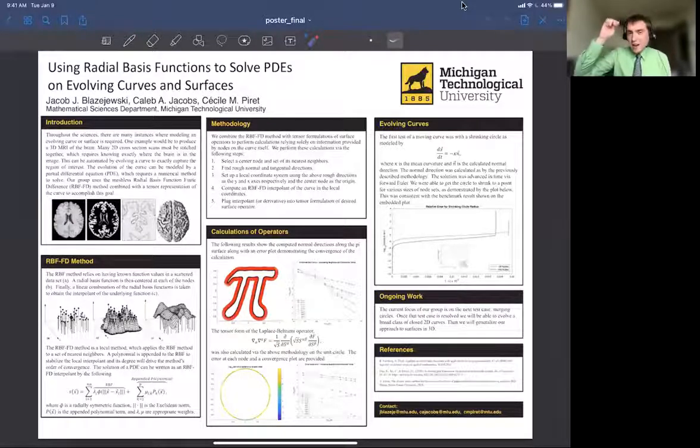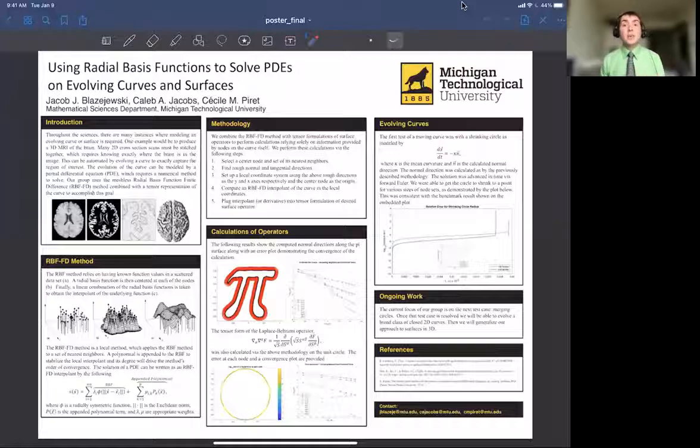Imagine I hold an uninflated balloon in my hand. It starts off as this shriveled piece of rubber, but as soon as it expands, this change in shape is known as an evolving surface. Evolving surfaces and evolving curves appear in many scientific models of physical phenomena.